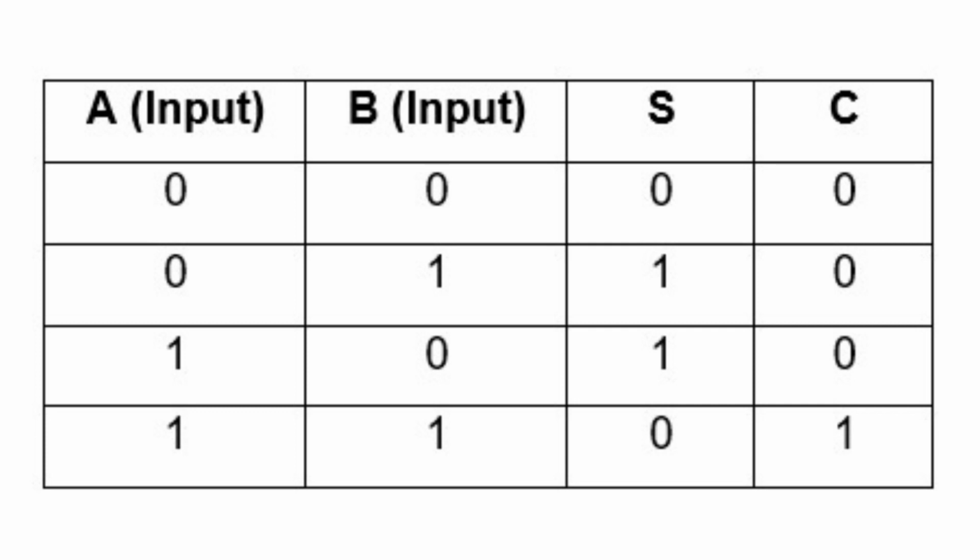This is because the S output is the output of the XOR gate and the C output is the output of the AND gate. This explains why the S output has a value of 1 whenever the two inputs are not alike, and why the C output has a value of 1 only when the two inputs have values of 1.